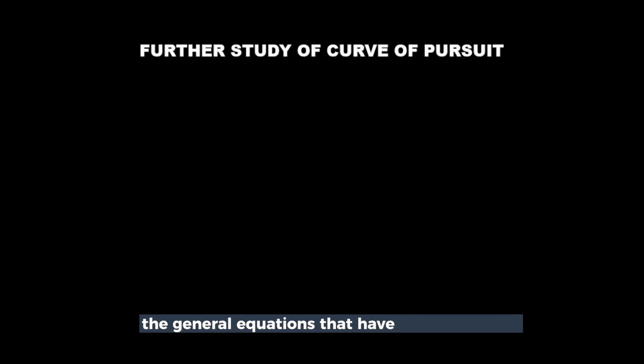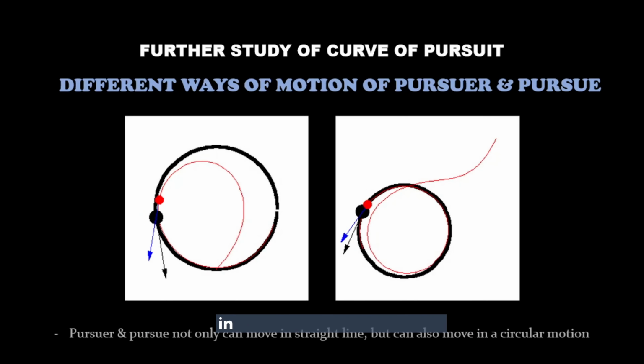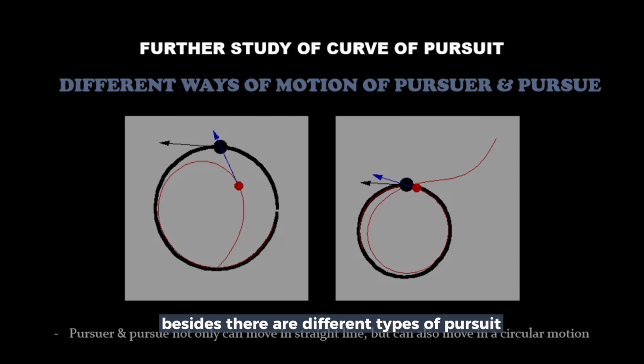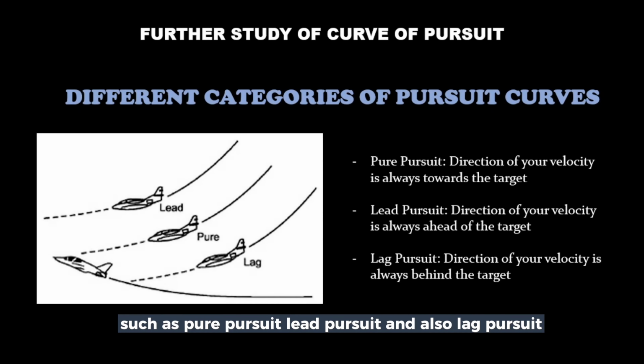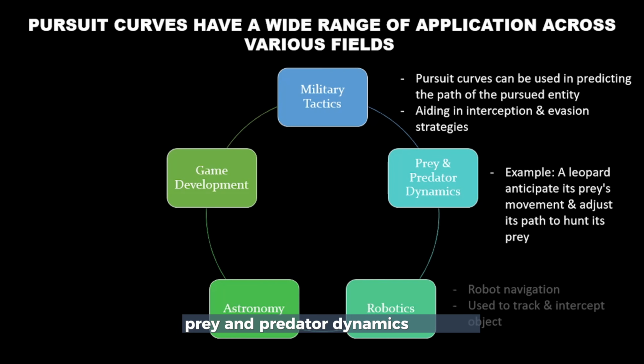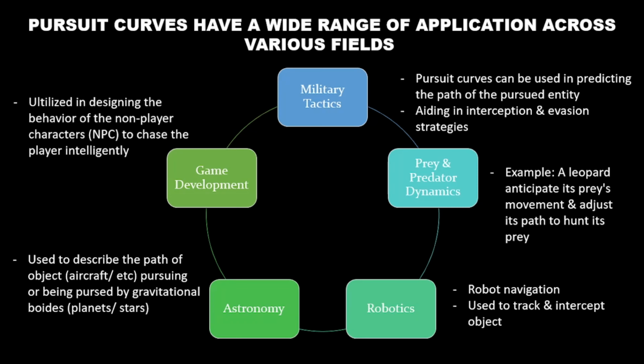The general equations that have been discussed in the previous example are relevant only when the target travels in a straight line. However, the way of travel can be different, for example, in circular motions and so on. Besides, there are different types of pursuit, such as pure pursuit, lead pursuit, and also lag pursuit. Therefore, we can say that the pursuit curve can be applied in various fields, such as military tactics, prey and predator dynamics, robotics, astronomy, and also game development.